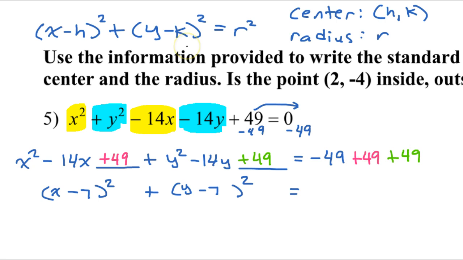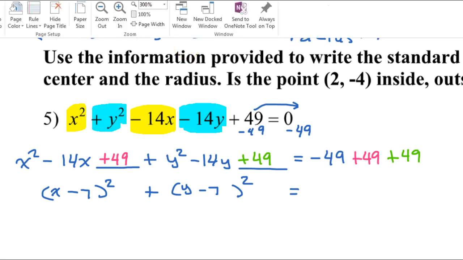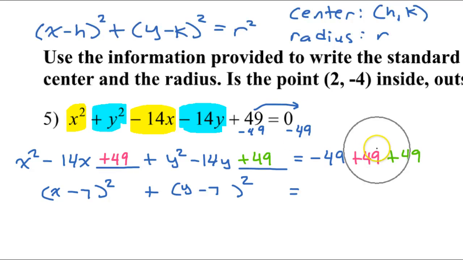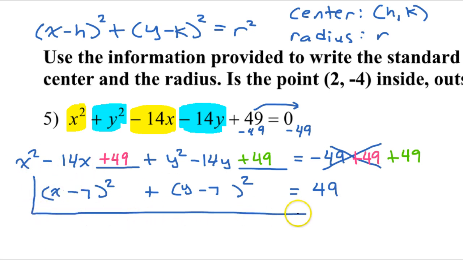However, you can see that on the right-hand side of the equation, my -49 and my red positive 49 cancel out. That's just going to leave this green 49. So that's it. This is the standard form equation of the circle. Let me go ahead and put my first box around that.